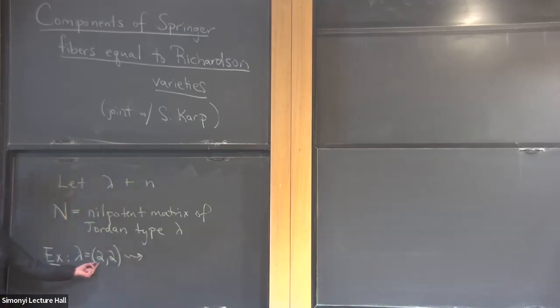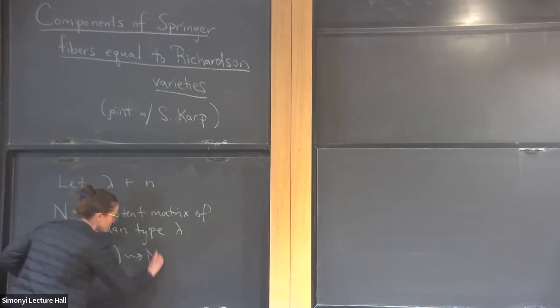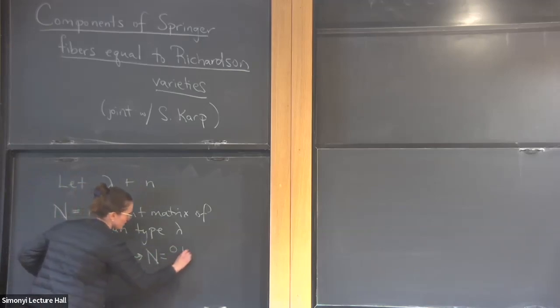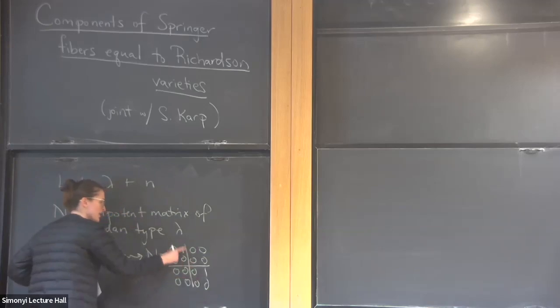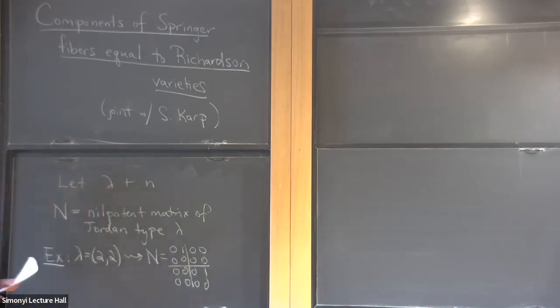What does this mean here? I have 2 Jordan blocks, each of size 2. So I would like N to be the matrix that looks like this. Right, and so I can see my blocks here, each Jordan block has size 2.